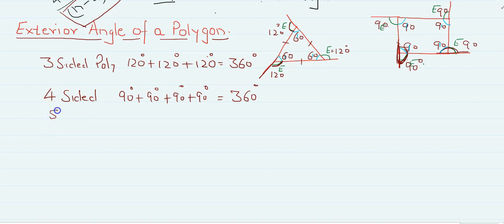Let's talk about a 5-sided polygon: 1, 2, 3, 4, 5. Let's extend it.